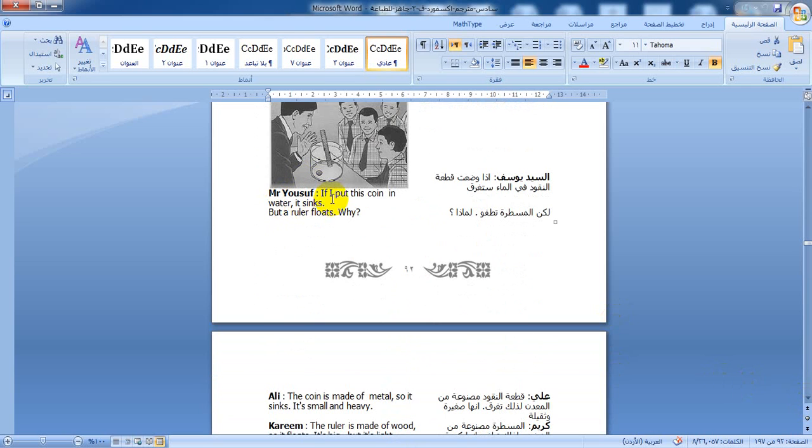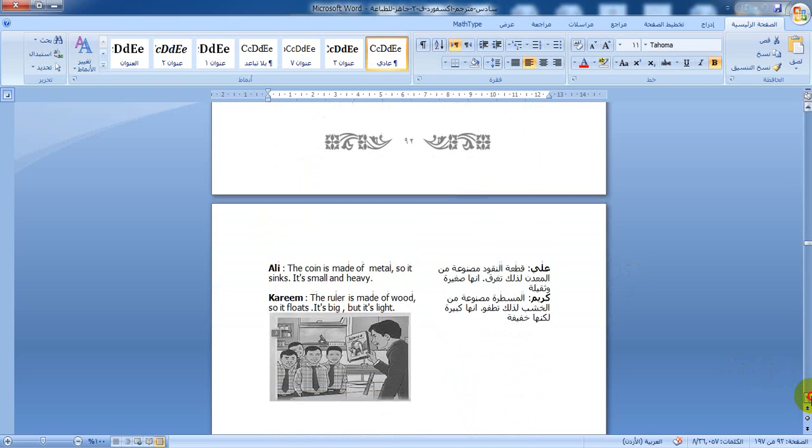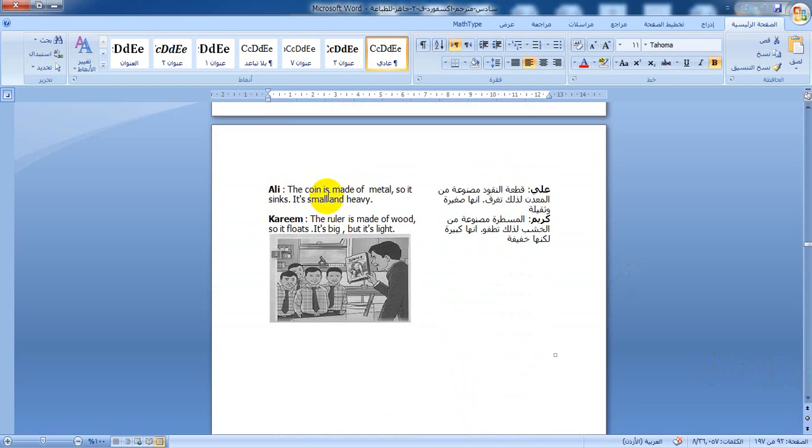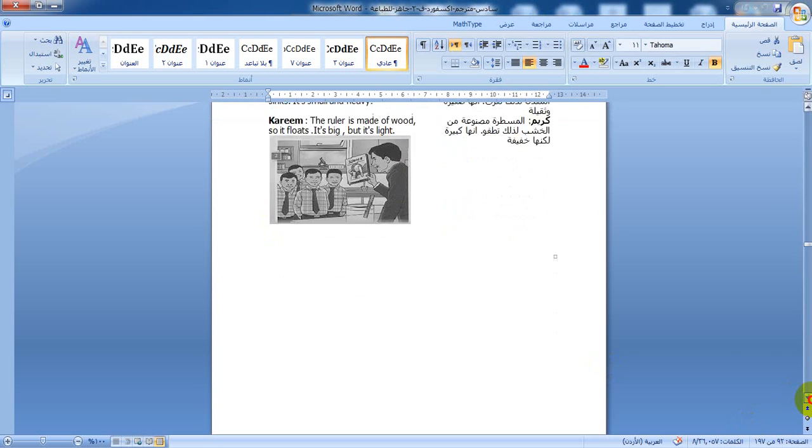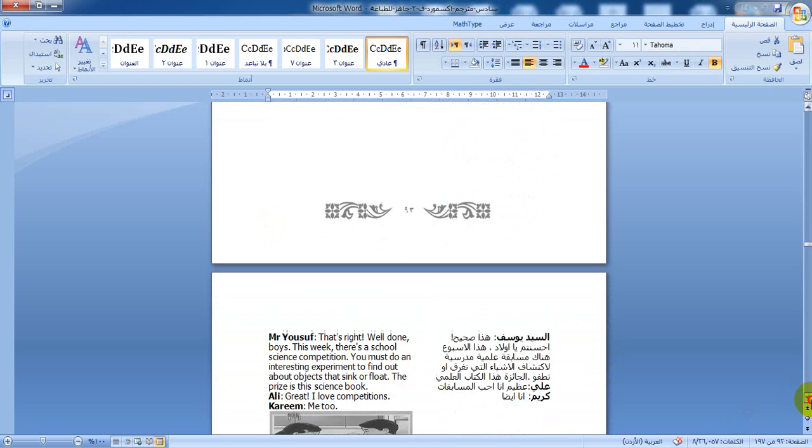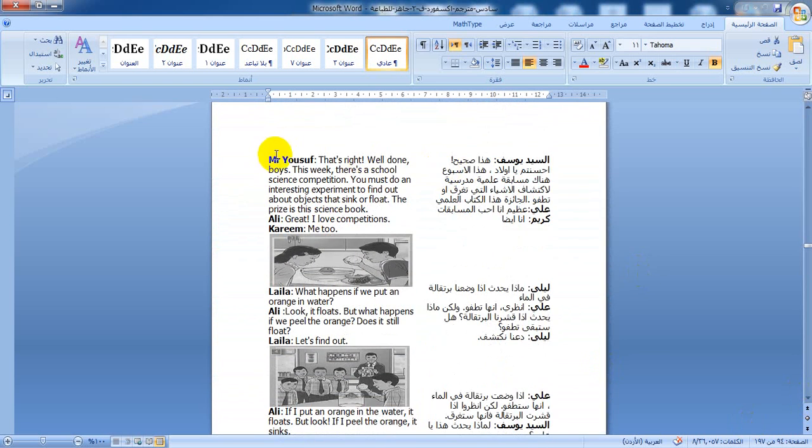Mr. Yusuf, if I put this coin in water, it sinks, but a ruler floats. Why? Ali, the coin is made of metal, so it sinks. It's small and heavy. Kareem, the ruler is made of wood, so it floats. It's big, but it's light. Mr. Yusuf, that's right. Well done, boys.